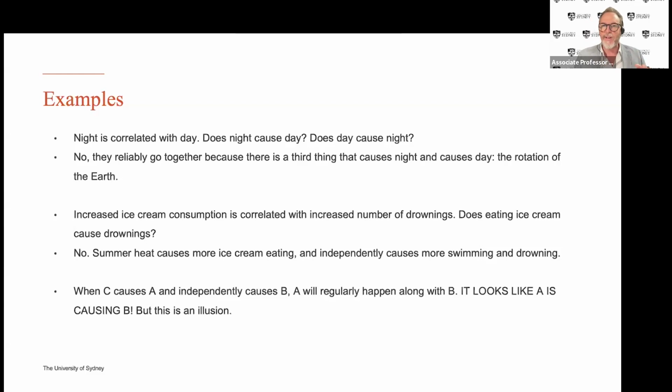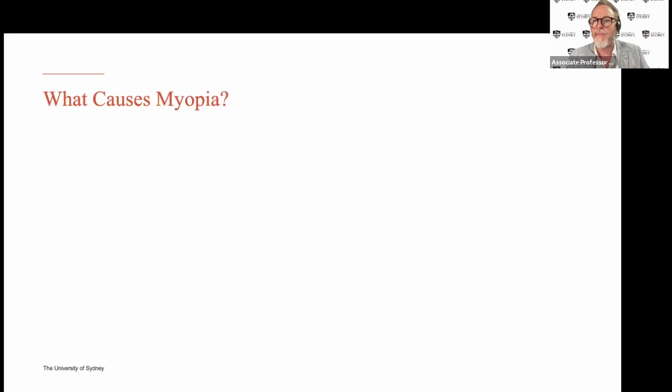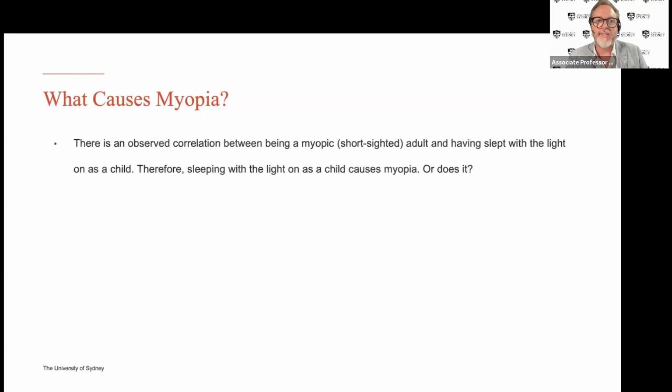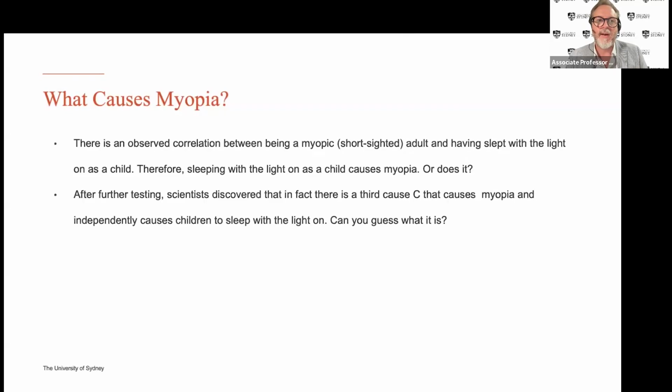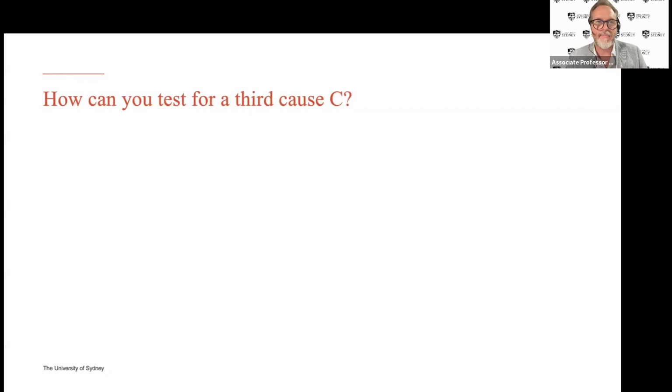So hopefully you understand from that example that in a situation like this, you will observe A regularly going with B, even though A does not cause B and B does not cause A. So this is where things get tricky. I'm going to skip this example and come back to it potentially later.